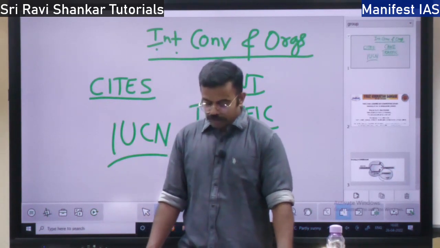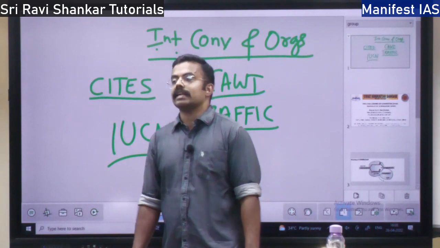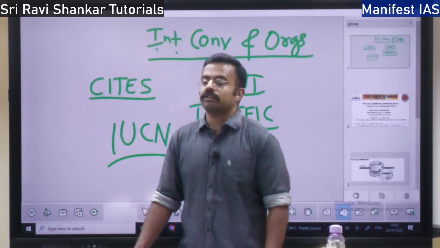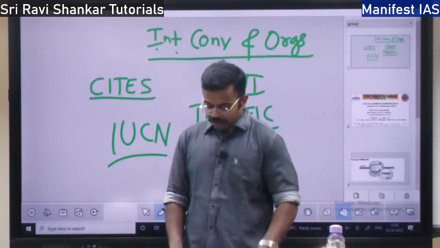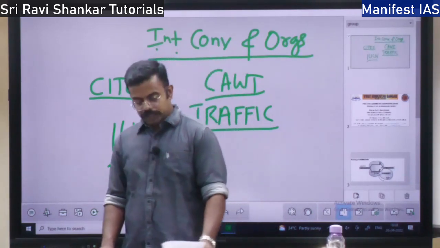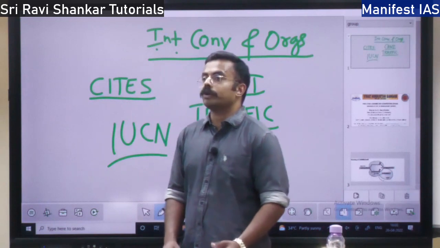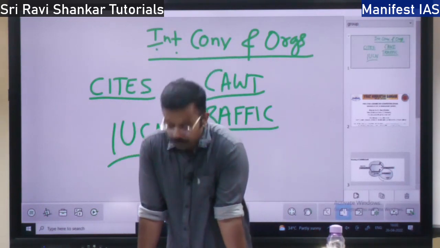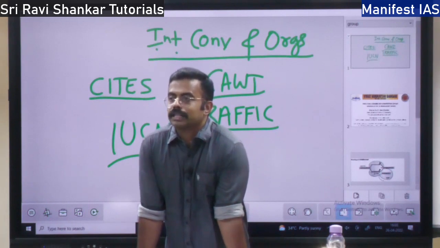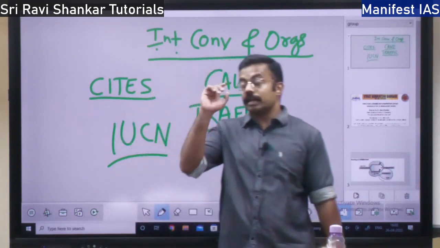So that is about the UNCCD Convention on Combating Desertification. Next, I am talking about the International Whaling Commission. What is the Whaling Commission? Whales. To protect the whales, this commission is there, right? So this is an intergovernmental body, not very important, but it was asked once in the UPSC exam.